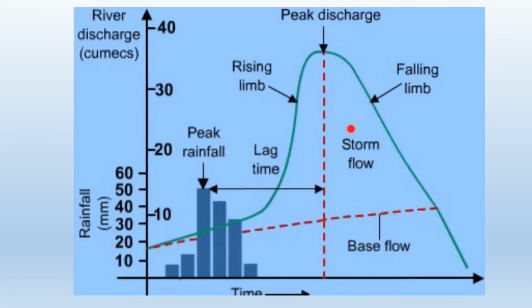So if we go back to our storm hydrograph now, or flood hydrograph, we can just talk through a few bits and pieces on here. If we look on the left-hand side, it has two scales. You can see there's the one written at the bottom, which says rainfall in millimeters. And then on the other side of that line, it's a different scale, from 10 to 40, and that is the river discharge in cumecs. So cubic meters of water per second.